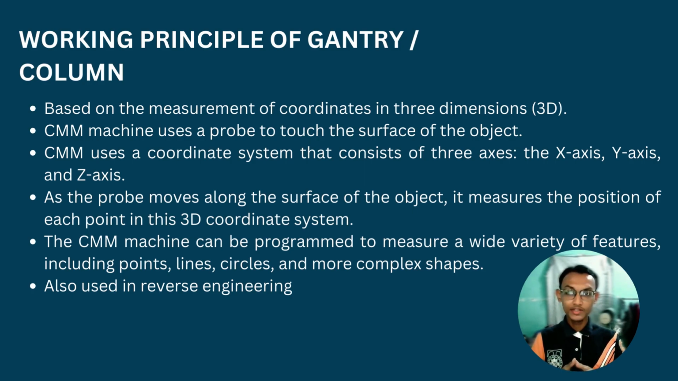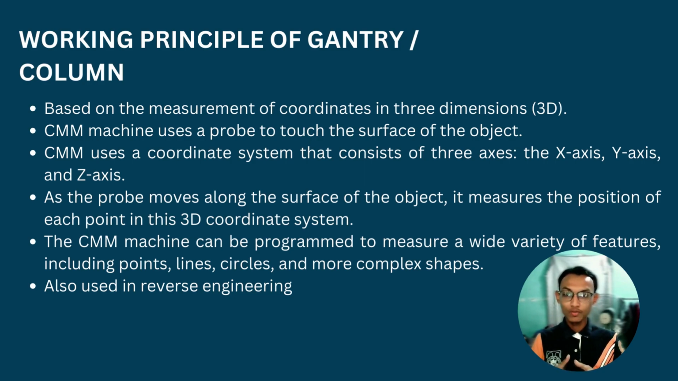Then, the z-axis is used to measure the distance from the base of the CMM to the surface of the object. As the probe moves along, the surface of the object is measured, the position of each point in a 3D coordinate system. The resulting data is used to create a 3D model of the object geometry, which can be viewed on the CMM's computer. This CMM machine can be programmed to measure a wide variety of features, including point, line, circle, and more complex shapes.